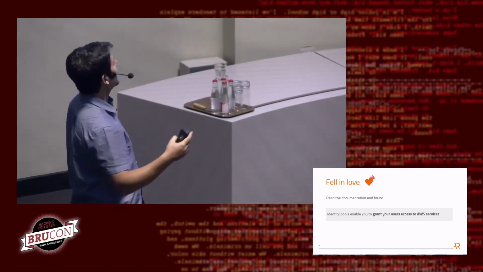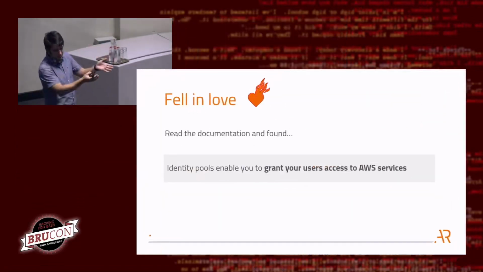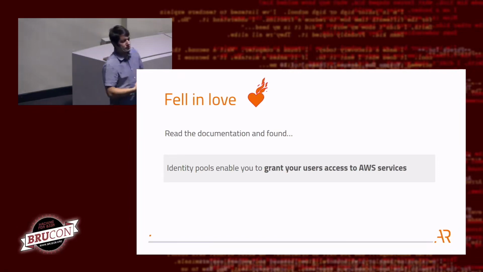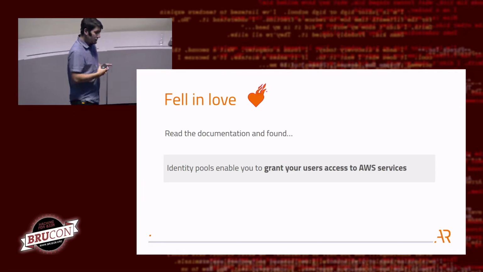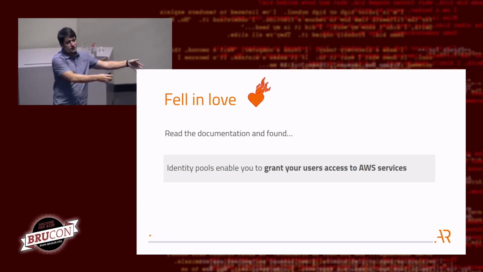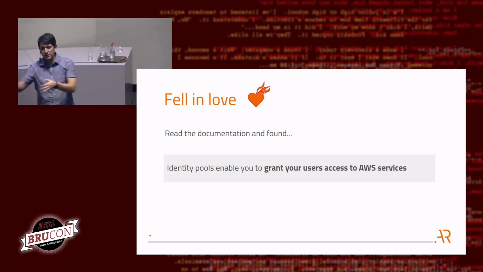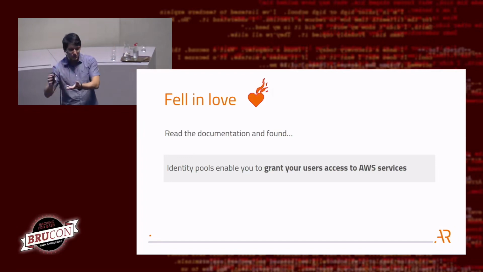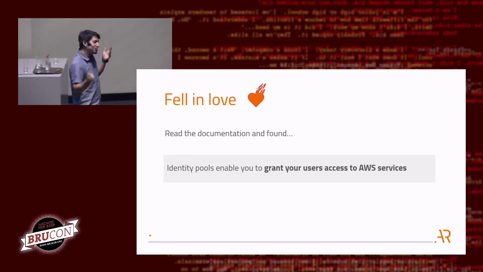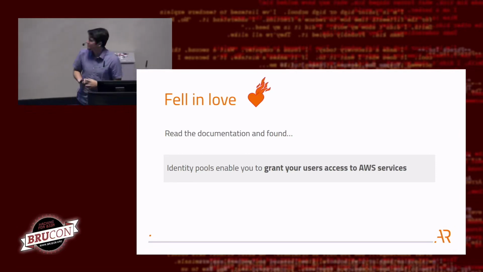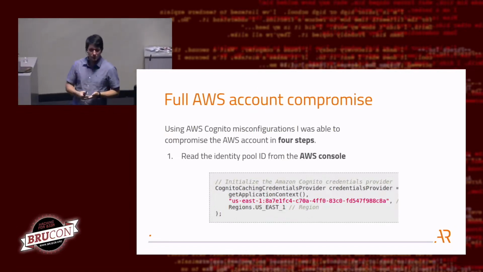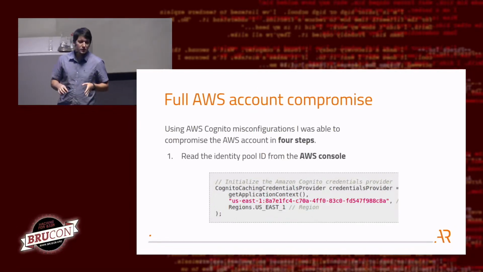Identity pools enable you, the developer, to grant your users, end users of the application, access to AWS services. So end users access AWS services. End users access your infrastructure. So what could go wrong, right? Actually, a lot.